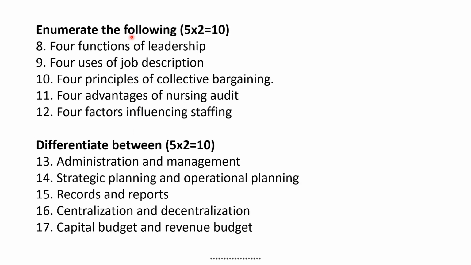The third category, enumerate the following. The questions were 4 functions of leadership, 4 uses of job description, 4 principles of collective bargaining, 4 advantages of nursing audit, and 4 factors influencing staffing. The fourth category was differentiate between. The questions were administration and management, strategic planning and operational planning, records and reports, centralization and decentralization, capital budget and revenue budgeting. In this video, part C, we will see the answer key of enumerate the following and differentiate between.